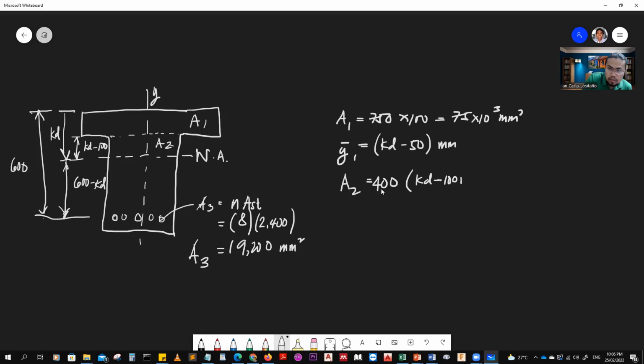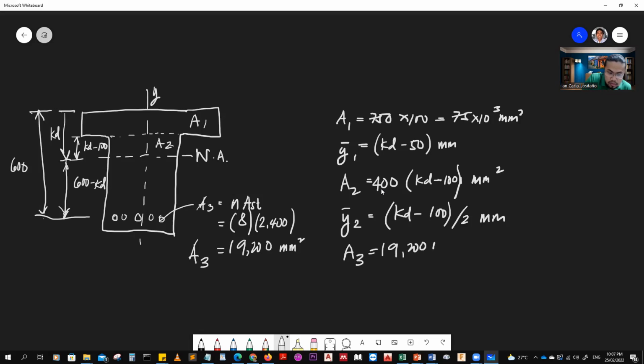Minus 100 millimeters. All right, so this is going to be m squared y. Again, this is the distance from the neutral axis. Okay, so you have kd minus 100 over 2 millimeters. A3 is, again, we have already solved for that, 19,200 millimeters squared.